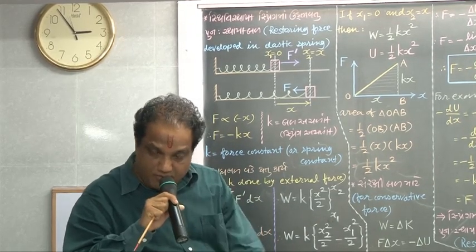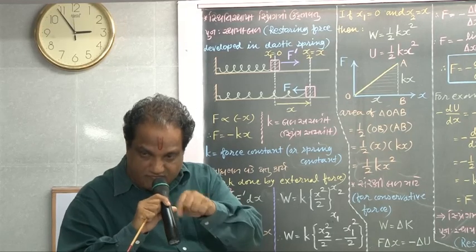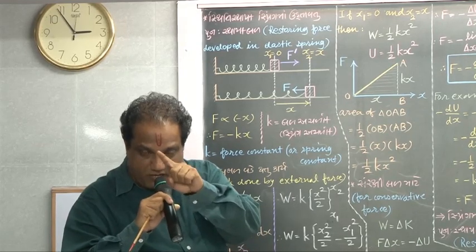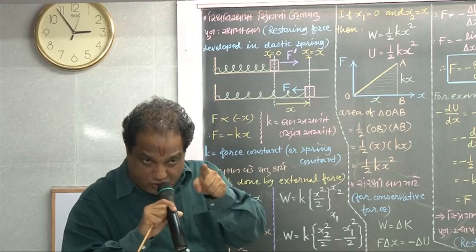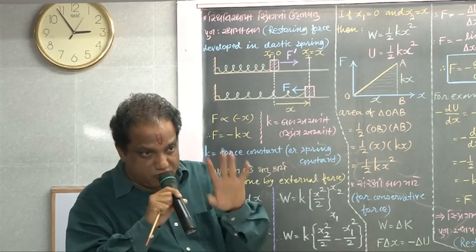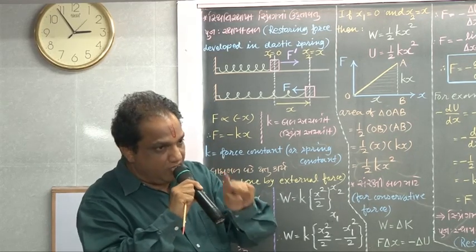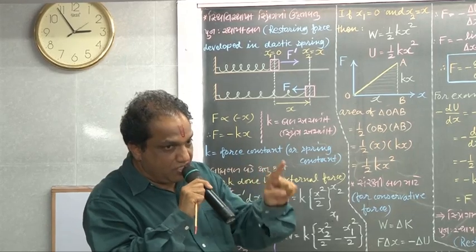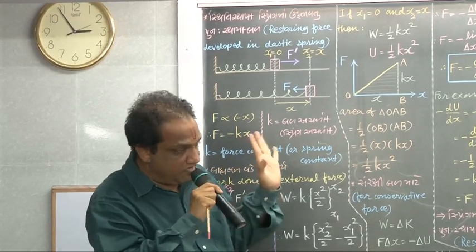Simple. What about the dimensional formula? Force upon length. For force, M to the power 1, L to the power 1, T to the power minus 2. For length, L to the power 1. So altogether, M to the power 1, L to the power 0, T to the power minus 2. Fine.